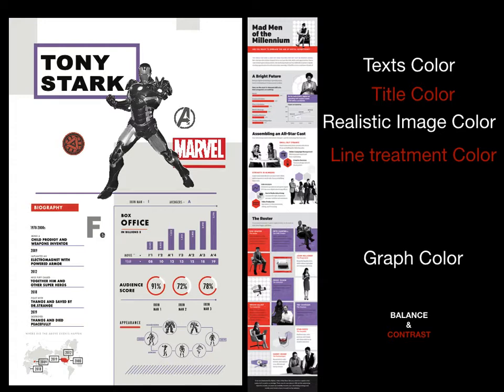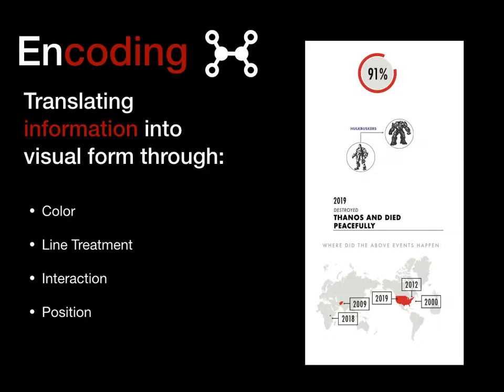Besides the visual language model and layout model, I will also do the same thing to compare my work and the color model. I'm going to discuss text color, title color, realistic image color, and light treatment color, and also the graphic color. And I would explain how I do the balance and the contrast from the color model. After that, I'm going to do the encoding.